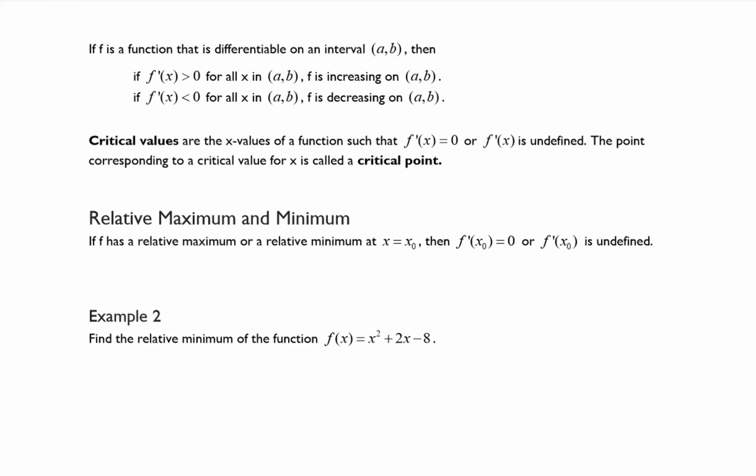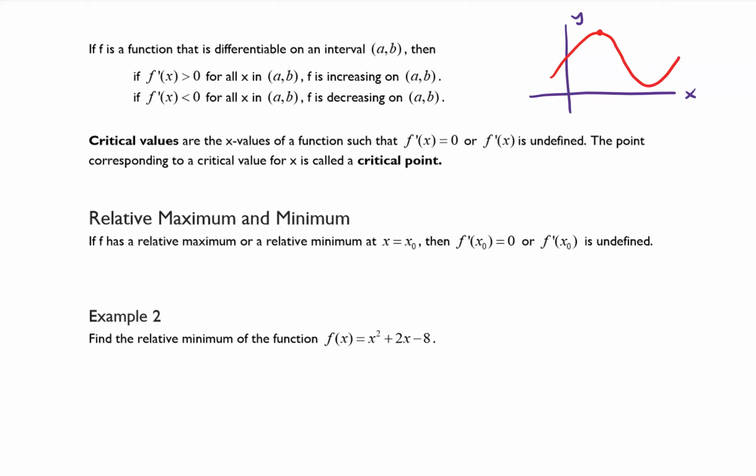Let's talk about relative maximums and relative minimums. If f has a relative maximum or a relative minimum at the x value x sub 0, then f prime of x sub 0 is equal to 0, or f prime of x sub 0 is undefined. And hopefully we can make sense of that. So let's say you have your x and y axis here, and you have the graph of some function, and it looks like that.